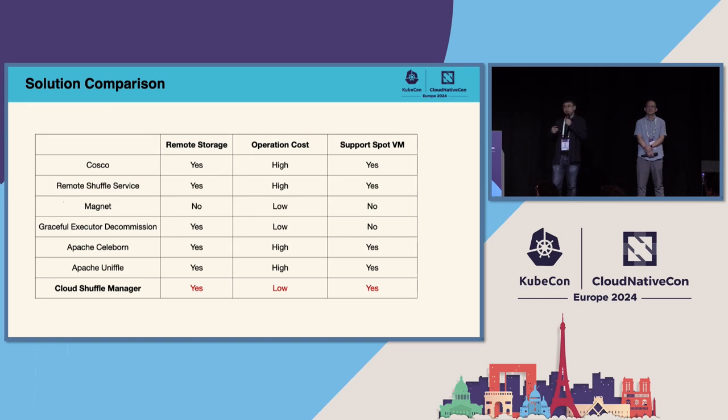Here is a quick overview explaining the difference between the solutions. We look at three angles: whether it supports remote storage, what the operation cost is, and whether it supports spot VMs. Right now, our solution, Cloud Shuffle Manager, is the only solution which satisfies all three dimensions. All the other solutions do not work in some part and fit some scenarios. Every solution is good in its certain scenario.